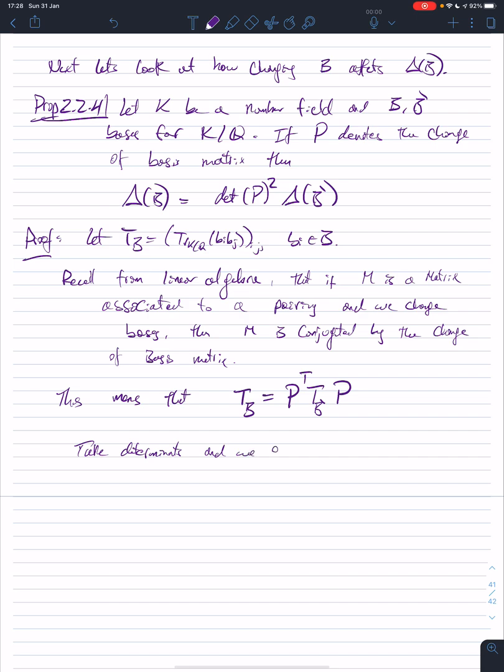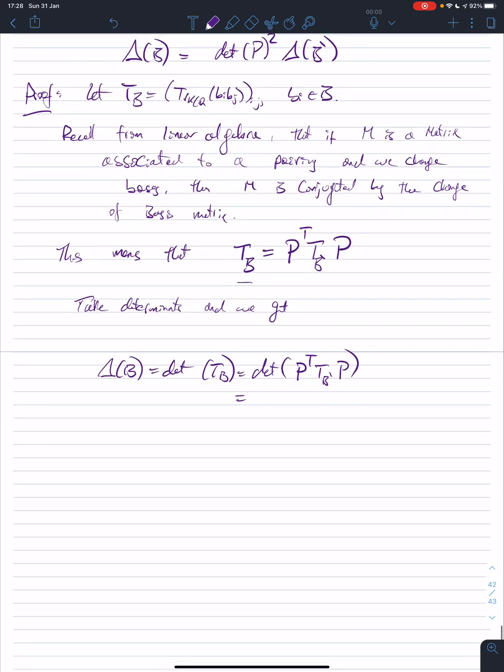And we get the discriminant of B, which is the same thing as the determinant of T of B. This is the same thing as the determinant of B transpose T B prime B transpose, but now we just use that this is the same thing as the determinant of T transpose. The discriminant of B prime times the determinant of P.